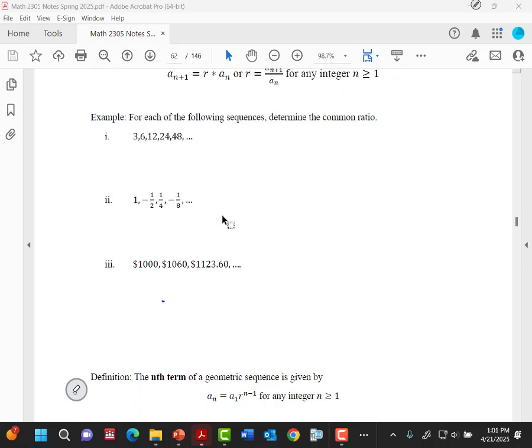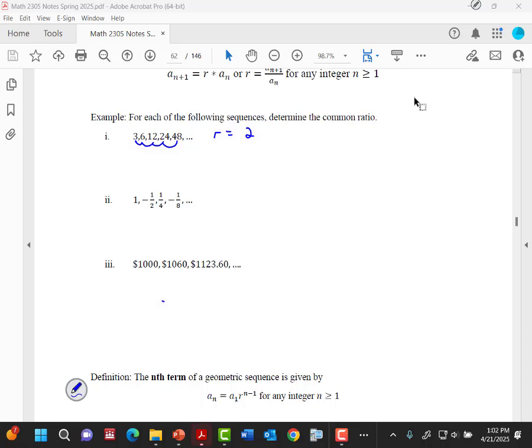So, for each of the following, determine the common ratio. Let's just simply ask this question as I progress through this sequence. How do I get from 3 to 6? Times 2. How do I get from 6 to 12? Times 2. How do I get from 12 to 24? Times 2. 24 to 48? Times 2. So in this case, R equals 2. Each term is 2 times the previous term.